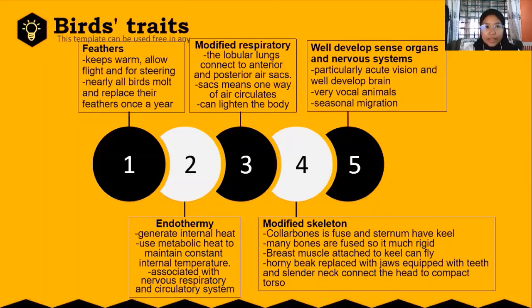torso. Next bird trait is they have well-developed sense organs and nervous system. Birds have particularly acute vision and a well-developed brain. Their muscle reflexes are excellent. An enlarged portion of the brain seems to be the area responsible for instinctive behavior. And they are also very vocal animals because their vocalizations are distinctive and convey an abundance of information.